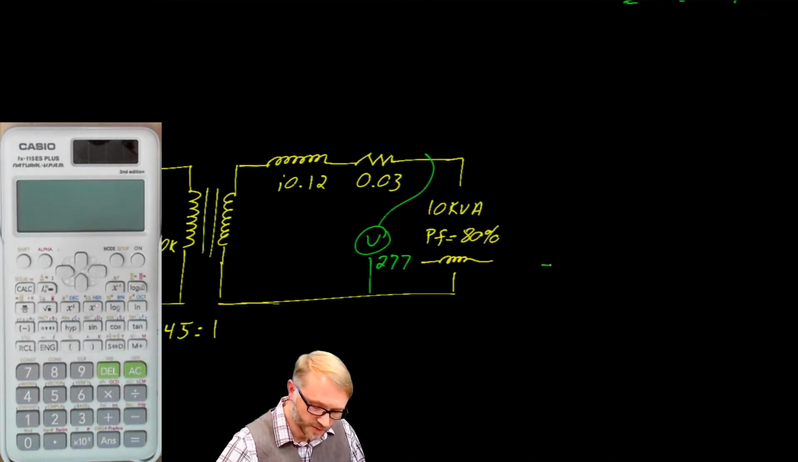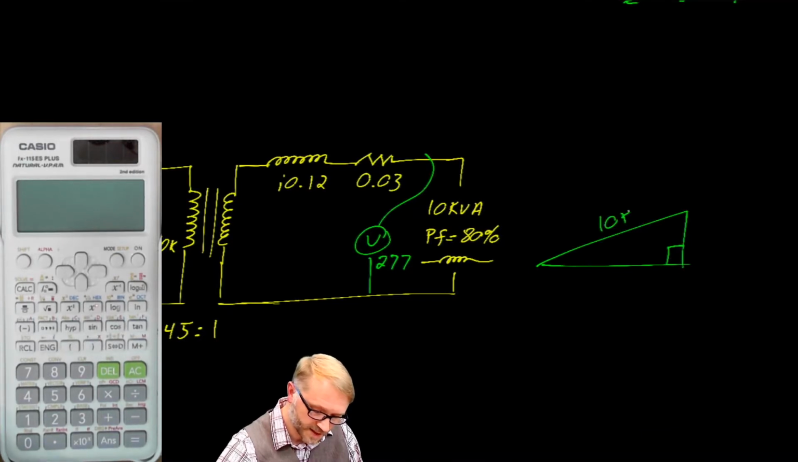Speaking of the load, we'll start with the power triangle. So that's 10 kVA at a power factor of 87%. So that's 36.9 degrees with 8 kW here and 6 kVARs here.